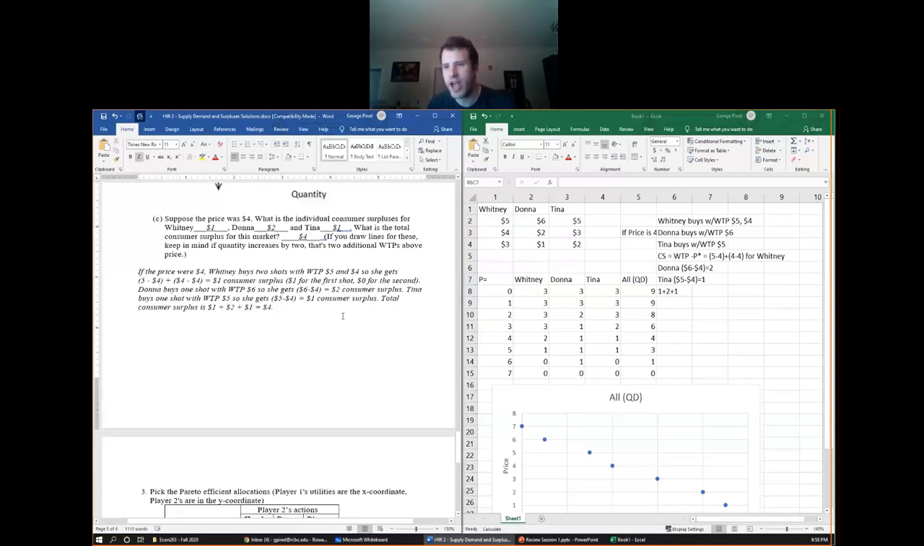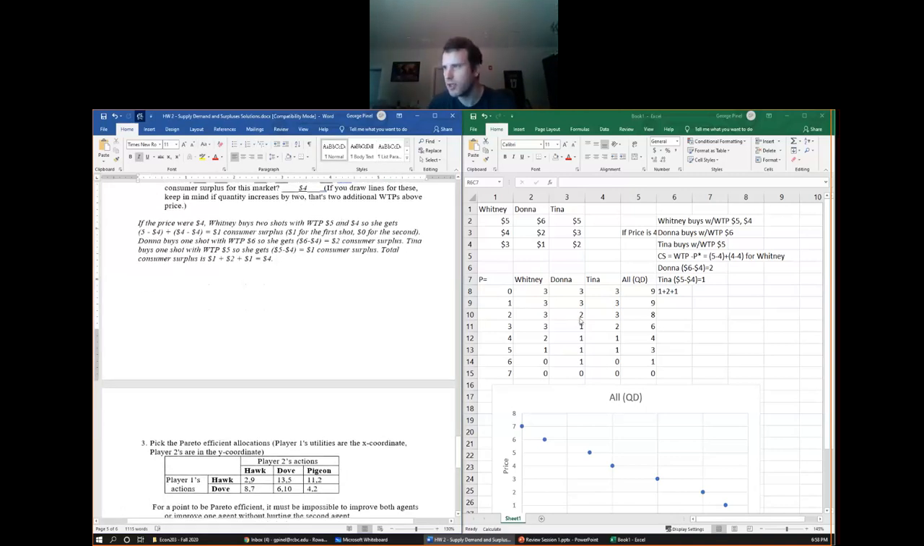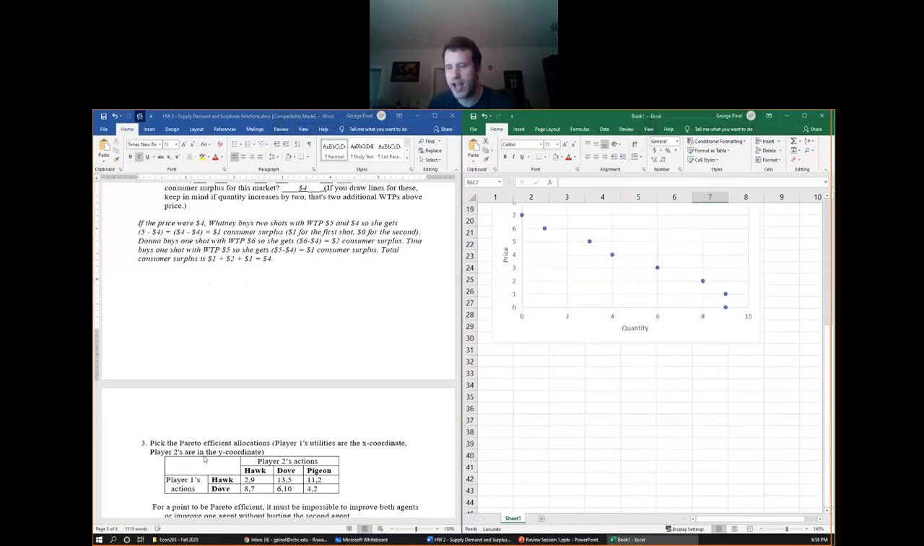Okay, I think that's it for that question. Now on to this last one here. All right, so we have a Pareto efficient allocation. And this doesn't really matter, but player 1's utility is the X coordinate, player 2's on the Y. For a point to be Pareto efficient, you shouldn't be able to find another point at which you can improve both players or improve one player without hurting the second player.